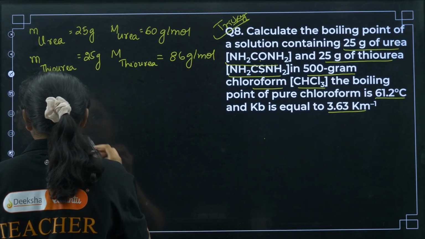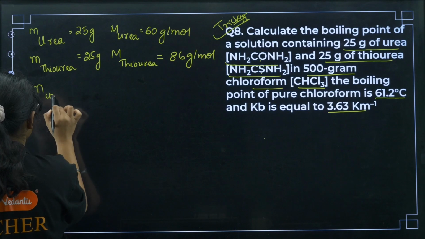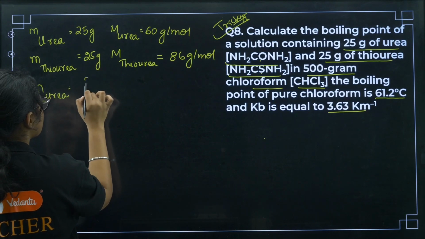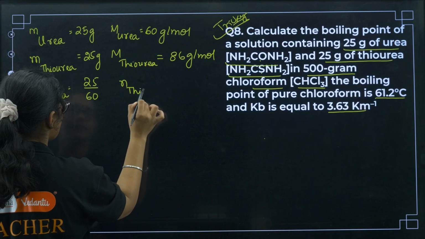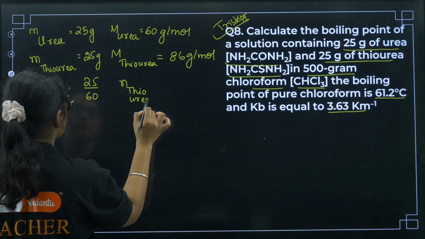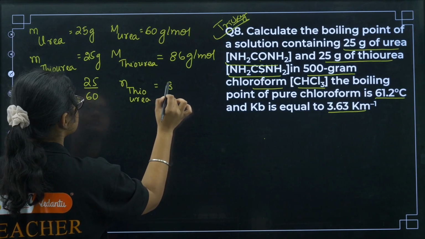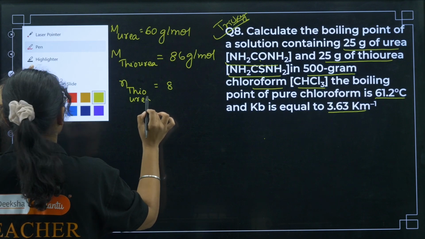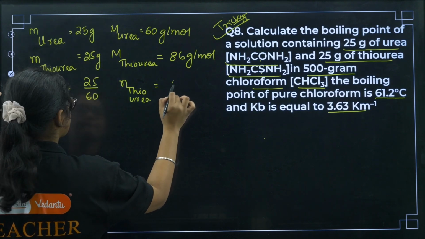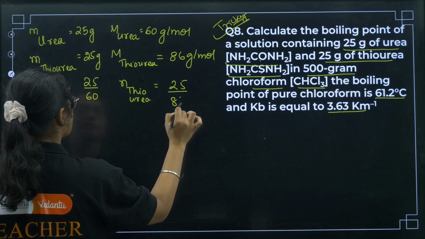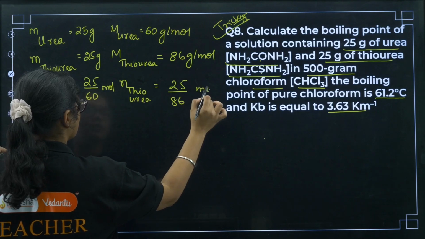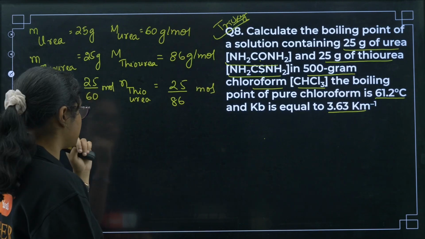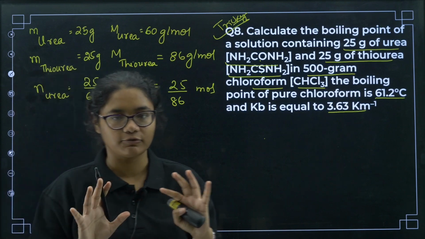Now let us calculate the number of moles of urea, given mass by molar mass, 25 by 60. Number of moles of thiourea, given mass by molar mass, sorry, 25 by 86 mole. Clear. This is done, the number of moles we have calculated for both.